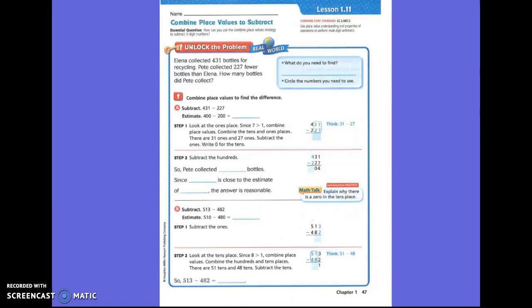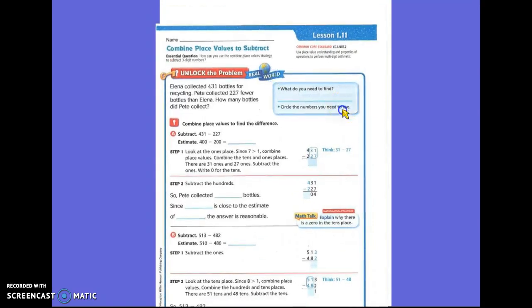Okay, what are we finding? I'm looking at the box right here. What are we trying to find? Sorry, the box is the blue box. What are we trying to find? Tyson? How many bottles? Yes, the number of bottles he collected. How many bottles did he collect?